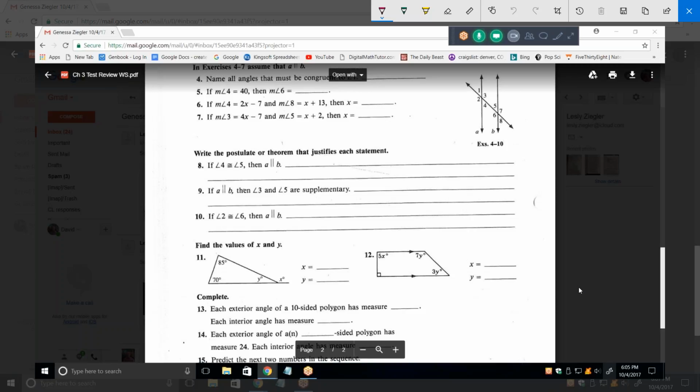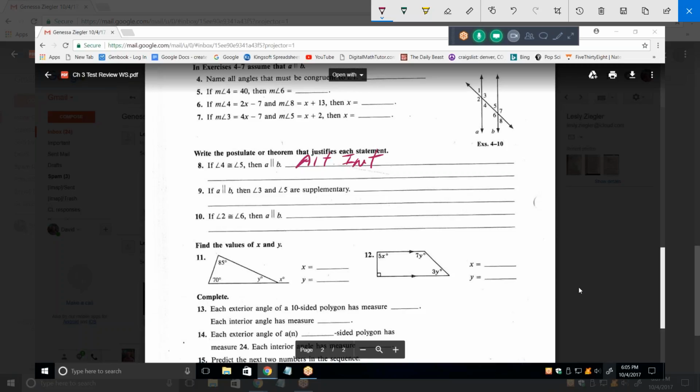They're alternate interior? Yeah, they're alternate because they're on opposite sides of the transversal, and they're interior because they're between the parallel lines. They're not outside the parallel lines. So that's alternate interior. And that's all you need to write, I'm sure.